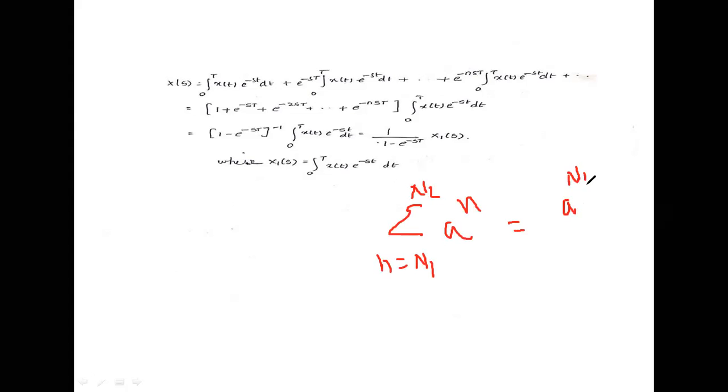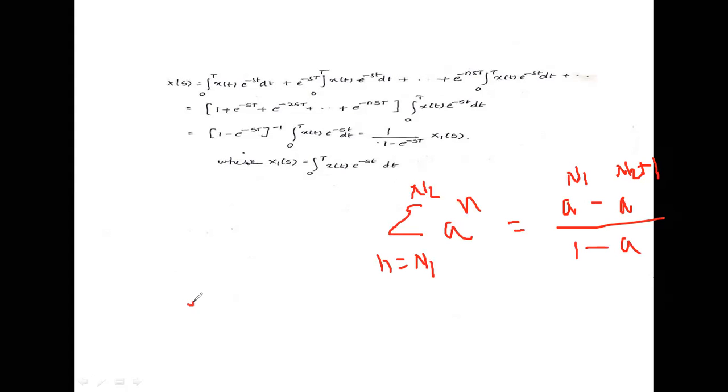Next step. So x of s is equal to, and so on, we are writing, integral 0 to T of x of t e power minus st dt. Because it is a periodic function, it can multiply simply 1 by 1 minus e power minus sT. Why is it? I already told you the sum of n is equal to n1 to n2, a power n, what is the formula? a power n1 minus a power n2 plus 1 by 1 minus a. This is a formula we have. What is the a here?